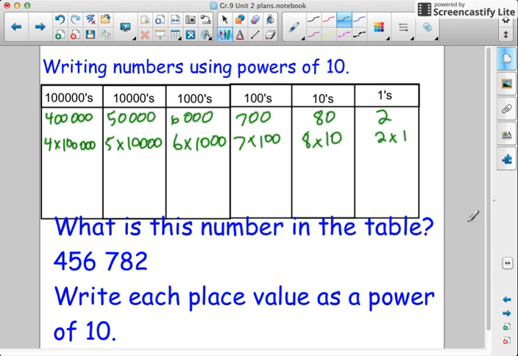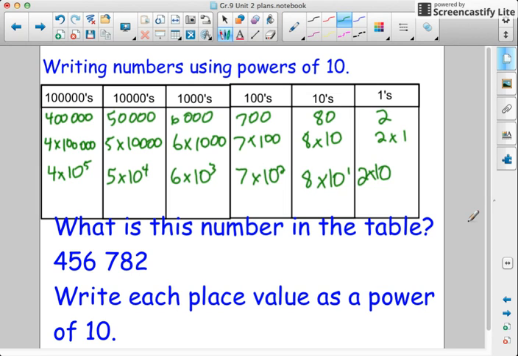Okay, now instead of 100,000, 10,000, we're going to write those as powers of 10. So this would be 4 times 10 to the exponent. There's 5 zeros, so 5. This would be 5 times 10 to the exponent 4. This would be 6 times 10 to the exponent 3. This would be 7 times 10 to the exponent 2. This would be 8 times 10 to the exponent 1. And this would be 2 times 10 to the exponent 0. Okay, and all we're going to do is put these in brackets and say we're going to add these up.